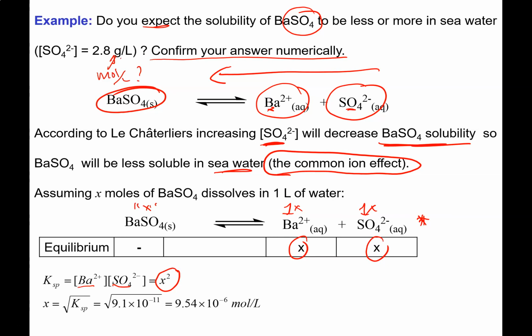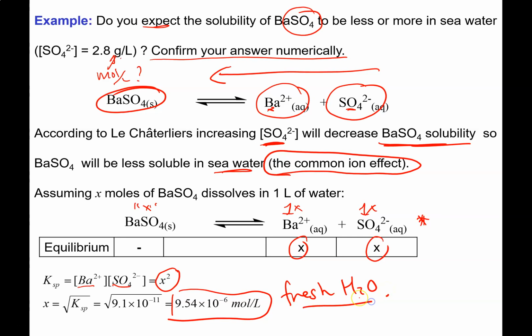I looked my Ksp up in the back of my book, and it was 9.1 by 10 to the minus 11. So x equals the square root of Ksp, and that's the square root of that number there. So it's really small in the fresh water. So that's the fresh water.